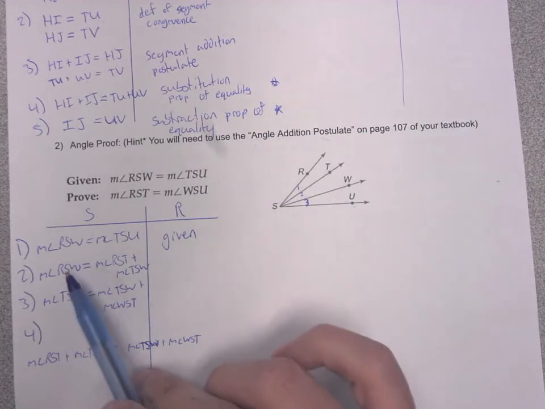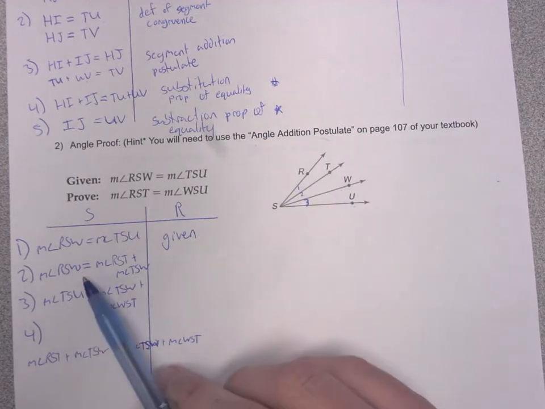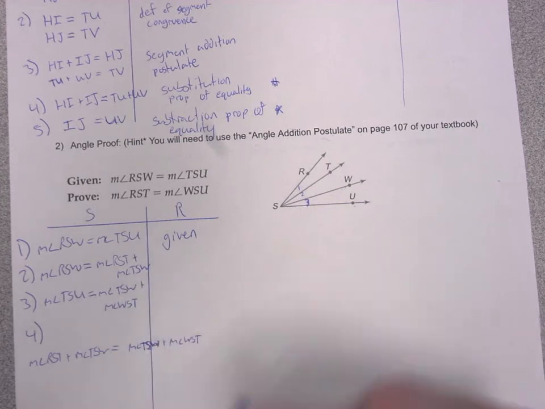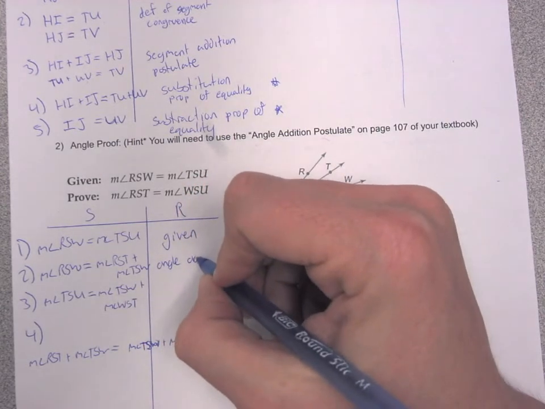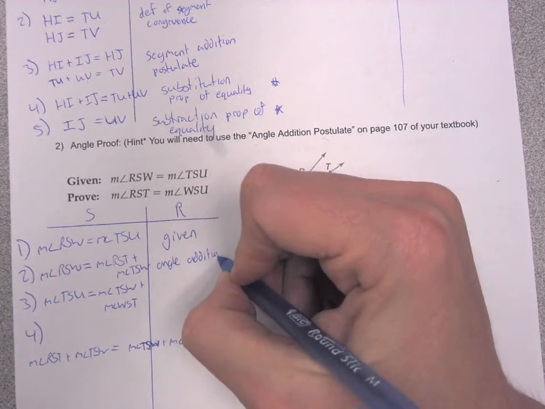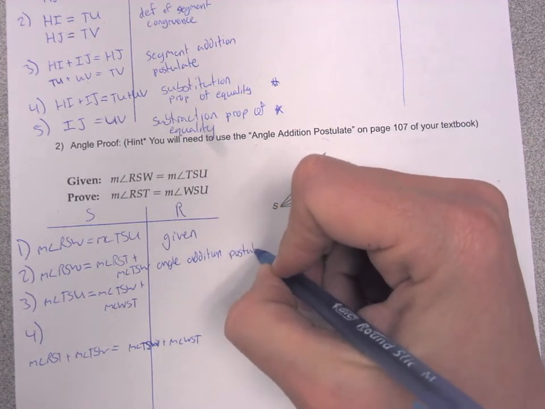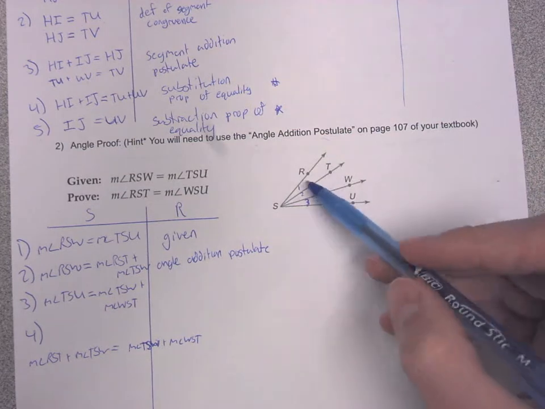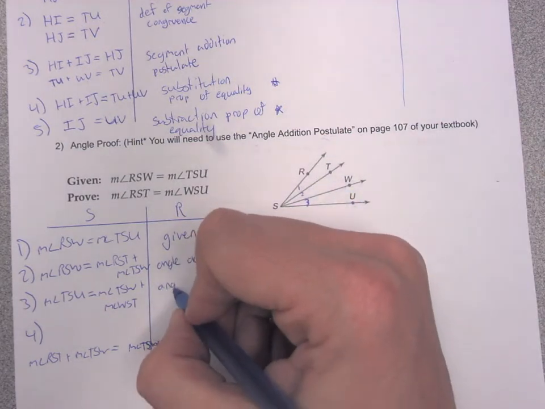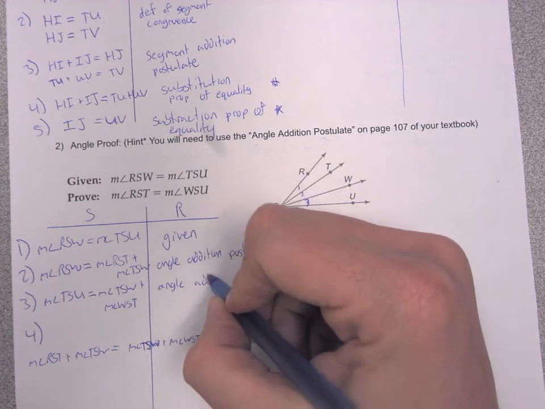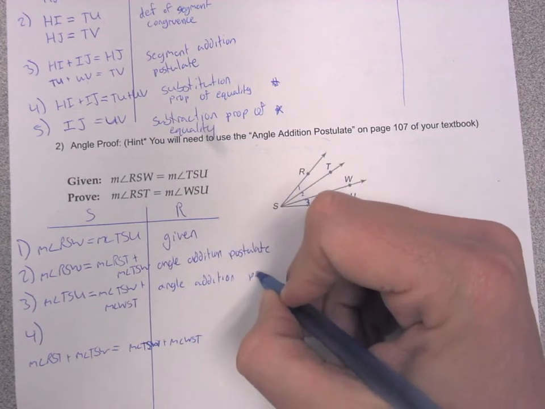We need to go back and talk about these two steps. We wrote these, but we didn't give a justification. The justification for both of these is the angle addition postulate. It's the postulate that allows us to say that the measures of the two small angles sum to the measure of the big angle. So this is another angle addition postulate.